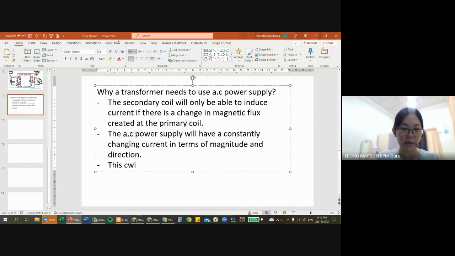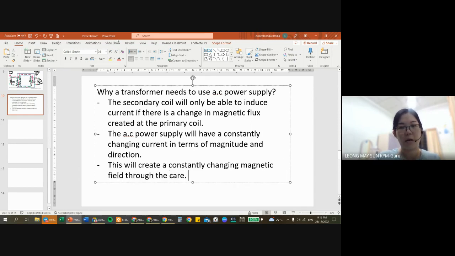This will create a constantly changing magnetic field through the core. All right.